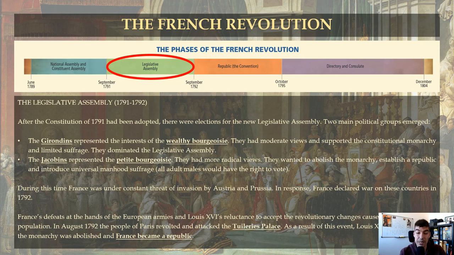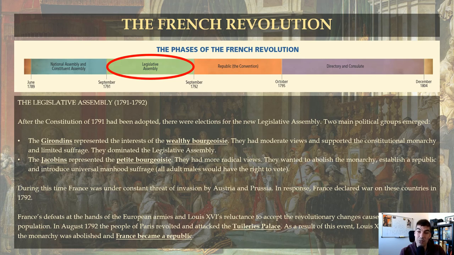During this time, France was under the constant threat of invasion by Austria and Prussia, okay? The two main states of Central Europe, and in response, France declared war on them and they tried to invade them, okay? In 1792, this is the first coalition war. The French army was defeated at the hands of these armies, and Louis XVI's reluctance to accept the revolutionary changes, okay, he was trying to boycott this new constitution, this caused unrest among the population.